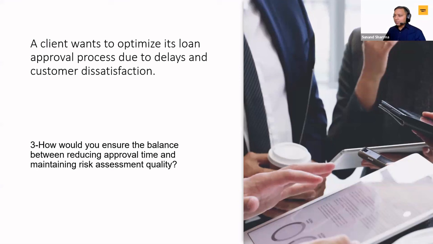The next thing we can do is the training part. We must provide regular training programs for underwriters to keep them updated on the latest risk assessment techniques and the regulatory requirements. That will ensure that they can make quick but accurate decisions. And then we should also establish a feedback loop where the outcome of approved and rejected loans are analyzed regularly to refine the risk model. Now, this ensures that the risk assessment process evolves based on the actual performance data.